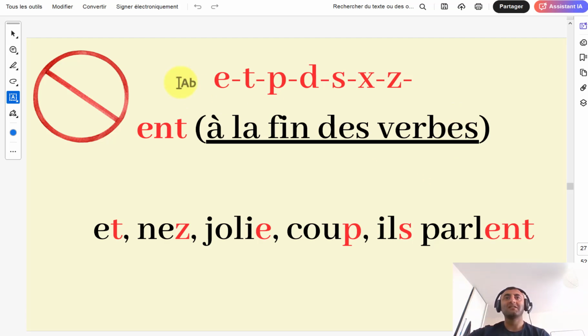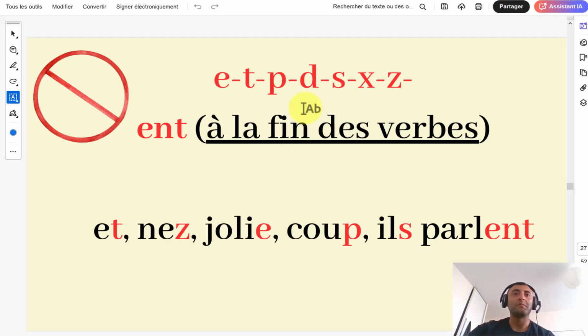Alright, if you see these letters at the end of the word, you don't read these letters. You write, you don't read. And when we conjugate the verbs at the third person plural, like they speak, I will write il parle with ENT at the end, but I will not read that. Only with the verbs.